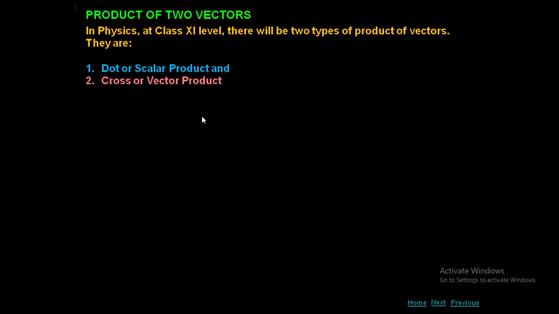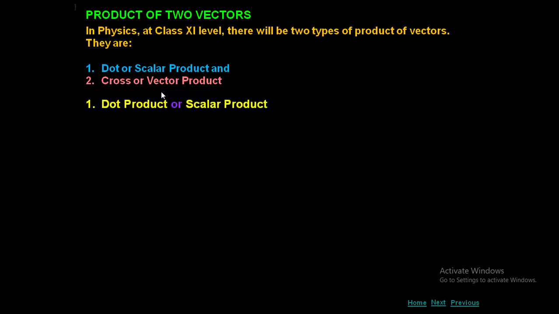If you see the name, dot or scalar product, that means whenever you multiply two vectors, the final answer you get is a scalar. And cross product is nothing but vector product. That means when you multiply two vectors, the resultant is a vector alone. Let us see how to do dot product and how to do cross product.